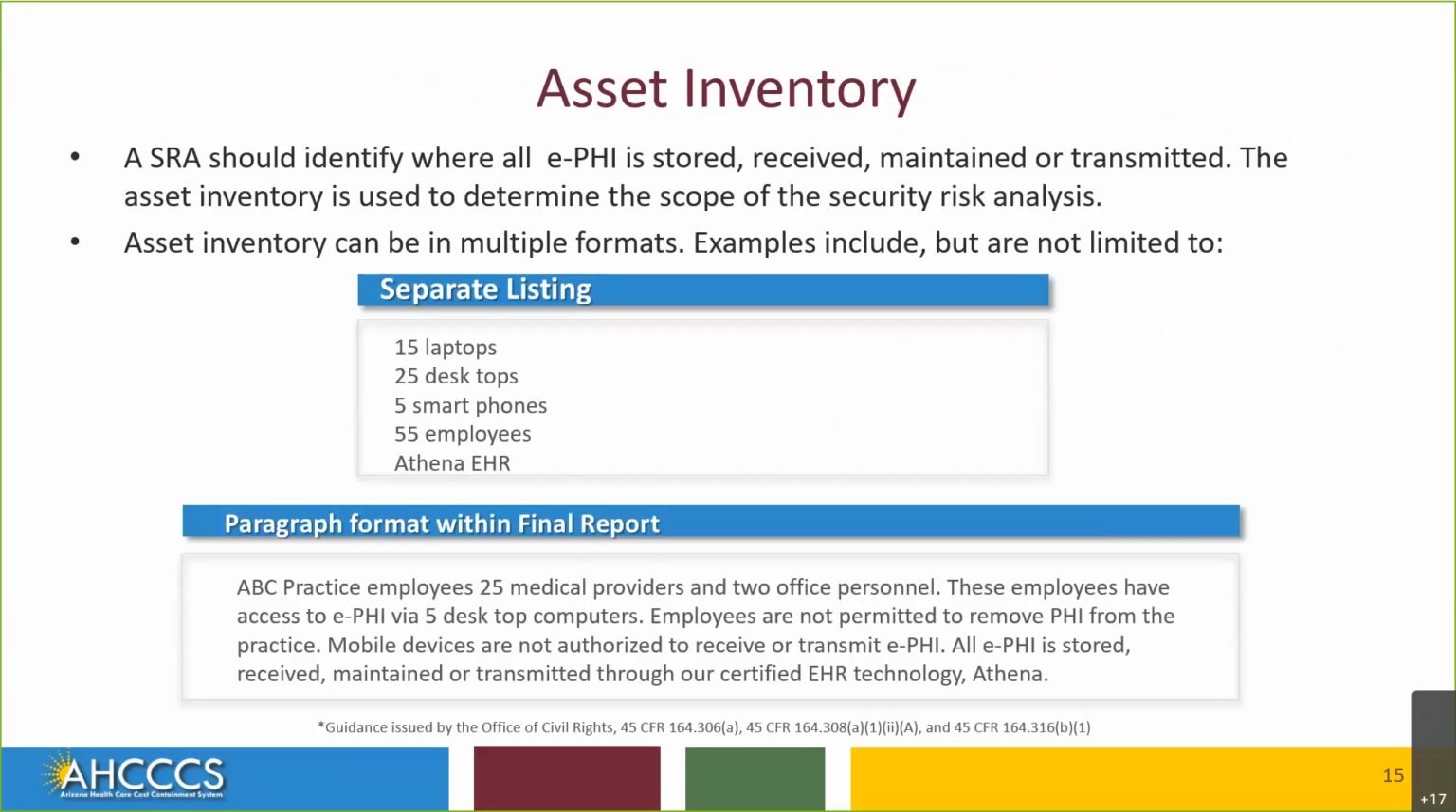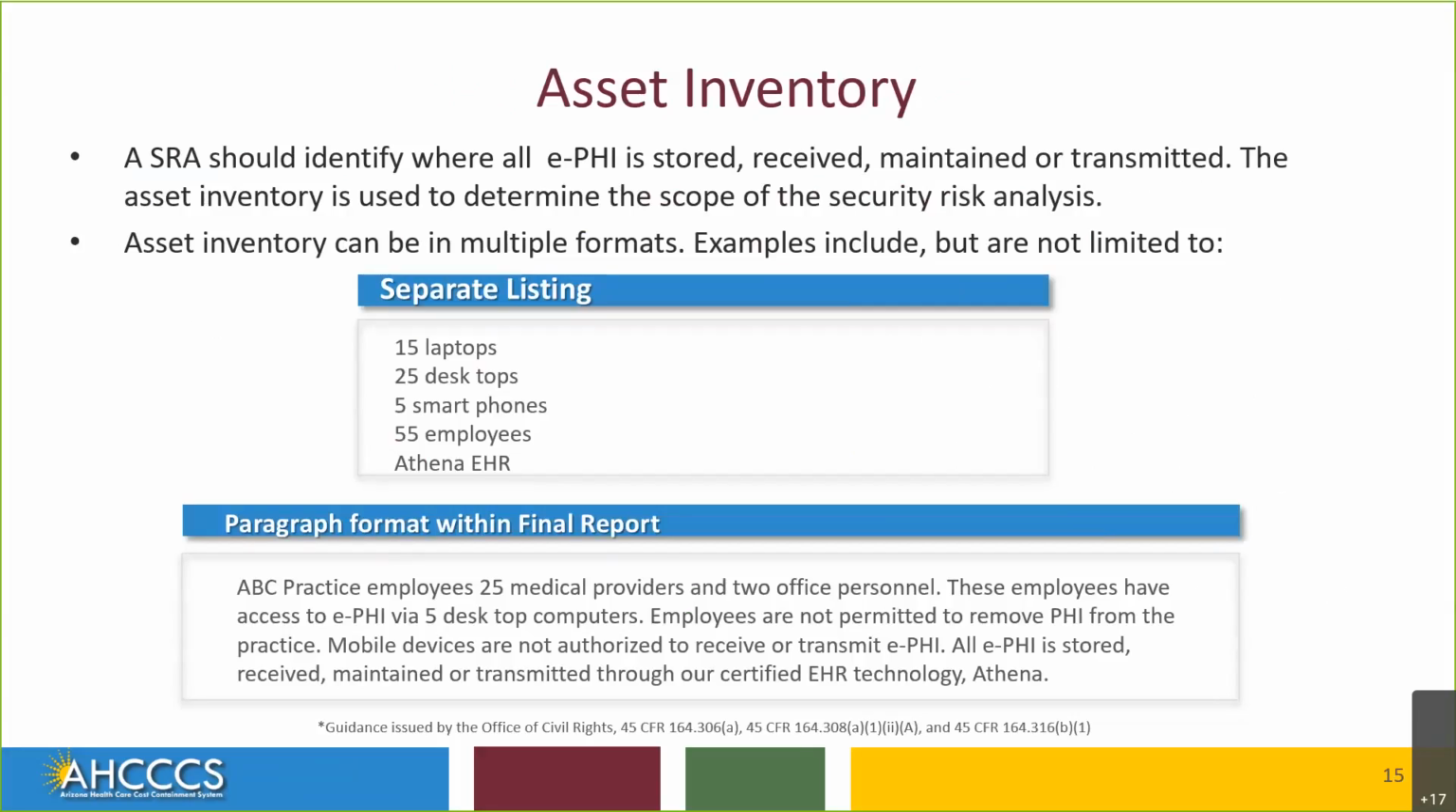Another requirement of the SRA is the asset inventory. An SRA should identify where all electronic PHI is stored, received, maintained, or transmitted. The asset inventory is used to determine the scope of the security risk analysis. The asset inventory can be in multiple formats. As you can see, there are two different examples on this slide.